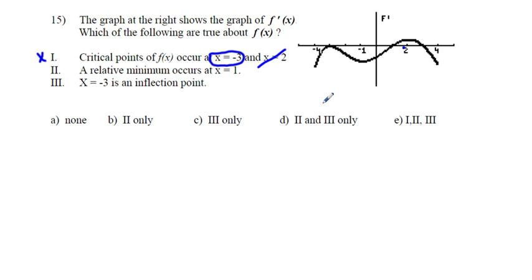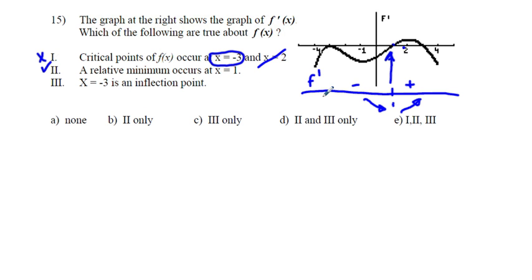Condition 2, a relative minimum occurs at x equals 1. Well, we look at 1, and we can do a number line underneath. At 1, f prime of x is changing from negative to positive. Okay, so that's going to be the function going down before 1 and increasing after 1. So that is a relative minimum at x equals 1, check.